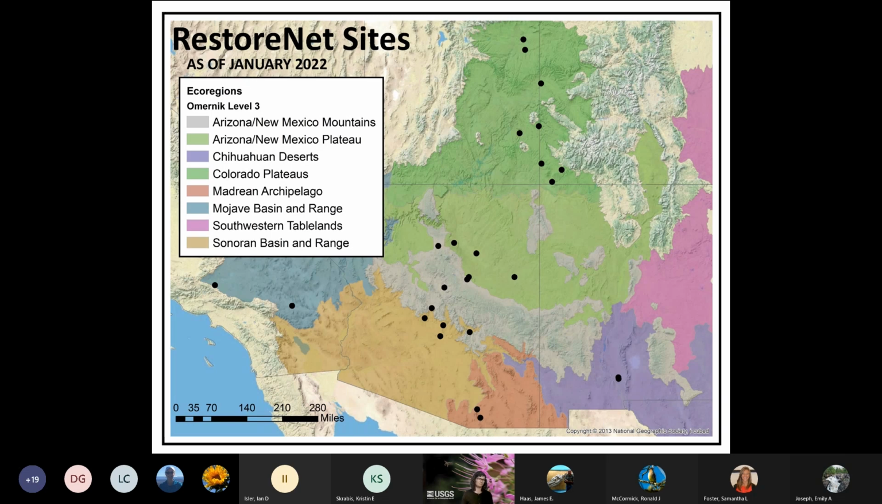RestoreNet sites as of January 2022 include Arizona and New Mexico mountains, Arizona and New Mexico Plateau, Chihuahuan Desert, Colorado Plateaus, Madrean Archipelago, Mojave Basin and Range, southwestern tablelands, and the Sonoran Basin and Range.